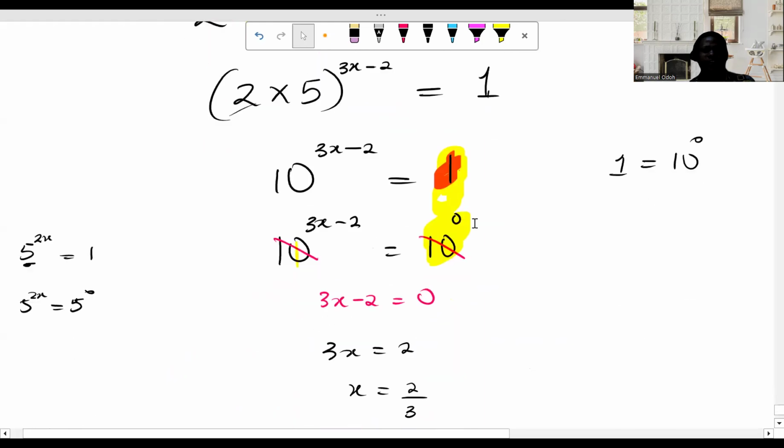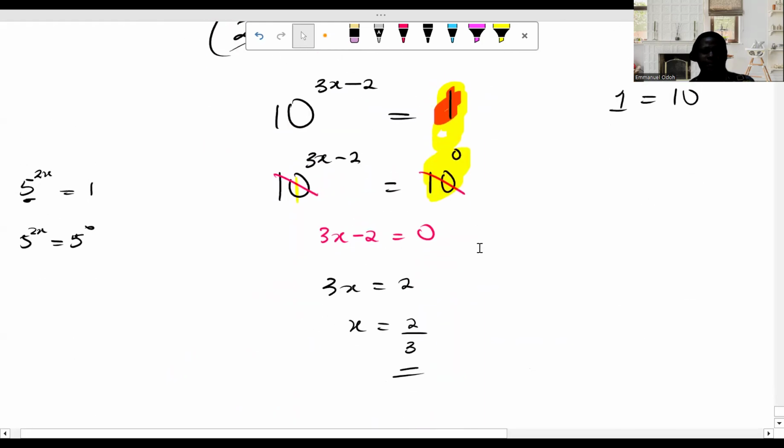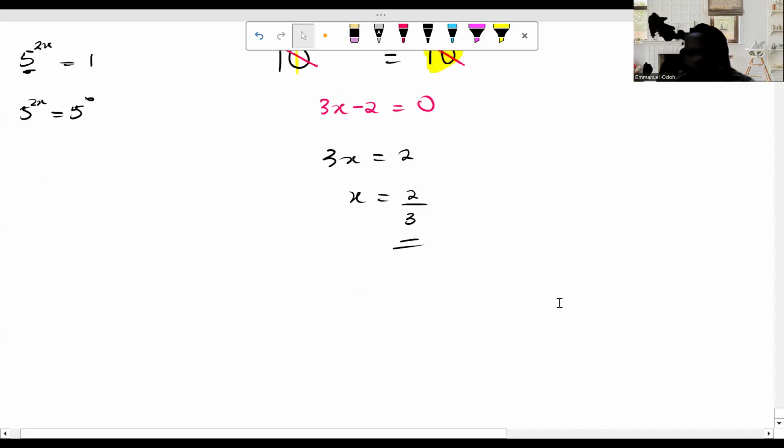Okay, so do I have to make it a whole number? What do you mean? Is it the 2/3? No, 2/3 is a fraction, so that's the answer. That's the answer, 2/3. So that's the value of x.